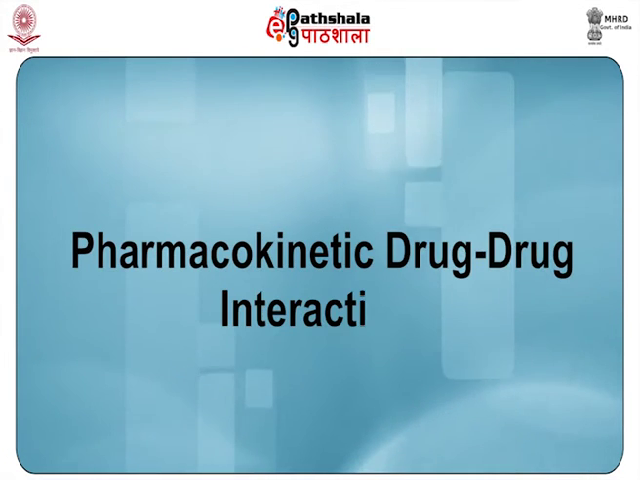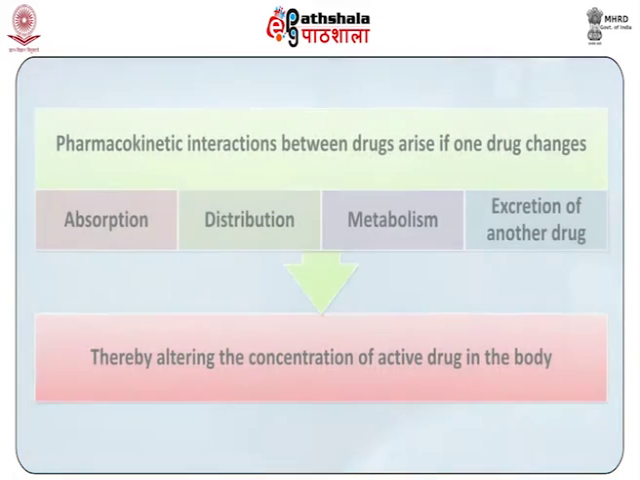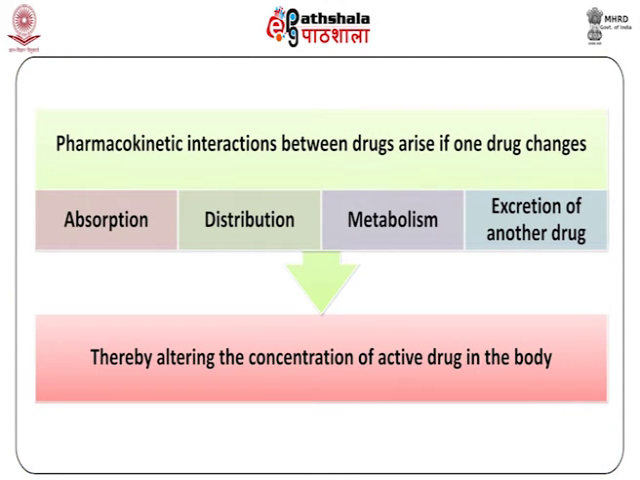Next is pharmacokinetic drug-drug interaction. Pharmacokinetic interactions between drugs arise if one drug changes the absorption, distribution, metabolism or excretion of another drug, thereby altering the concentration of active drug in the body. Drugs can inhibit or induce hepatic P450 enzymes. If two drugs are metabolized by the same P450 enzyme, the competitive or irreversible inhibition of the P450 enzyme by one drug can lead to an increase in the plasma concentration of the second drug.